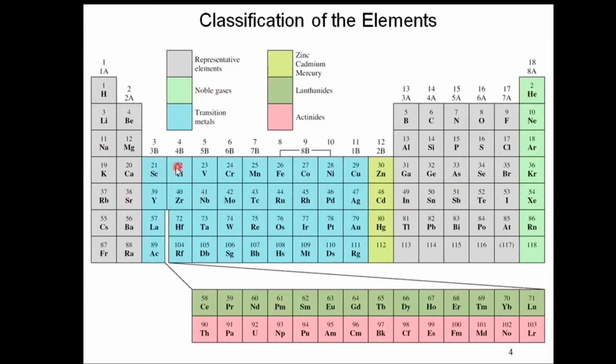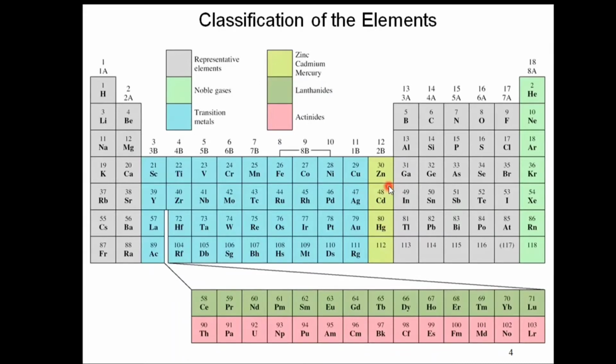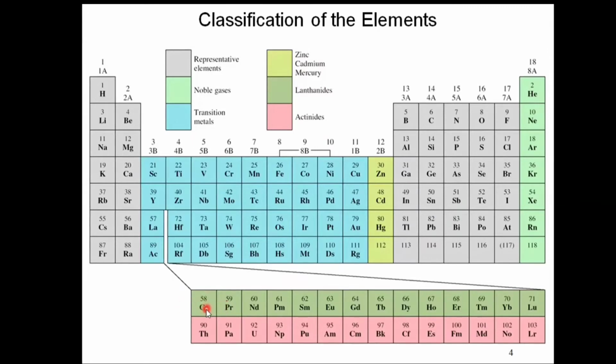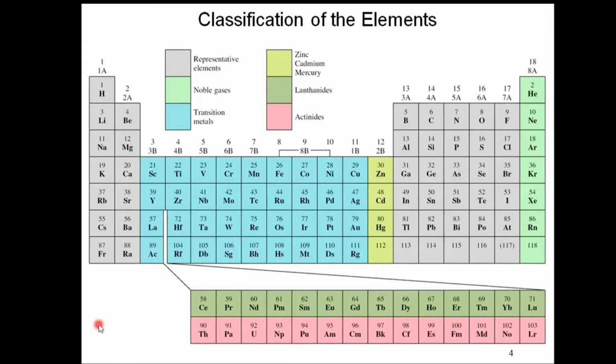Now the transition series is 3d, 4d and 5d, and they are represented in the blue regions. In the transition series or d block, zinc, cadmium and mercury also show exceptional behavior because they have complete d10 electronic configuration, so they also don't follow the general trend. Now the series after cerium is called the lanthanide series, after lanthanum, and after 89 the series is called the actinide series, and they are represented in pink. This is the general description of the periodic table.